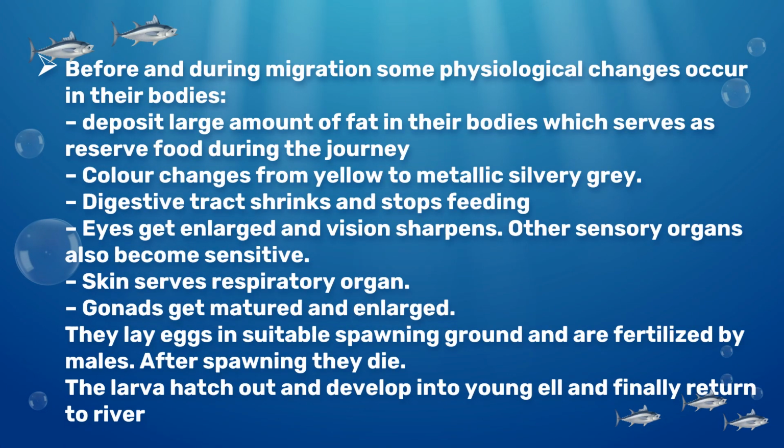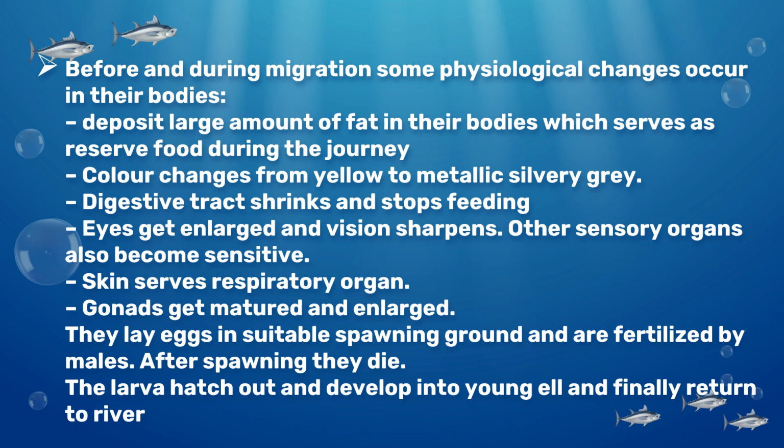So before and during migration, some physiological changes occur in their bodies, like deposits of large amount of fat is seen in their bodies, which serve as reserve food during the journey. Color changes occur from yellow to metallic silver gray. Digestive tract shrinks and stops feeding. Eyes get enlarged and vision sharpens. Other sensory organs also become sensitive in these fishes.